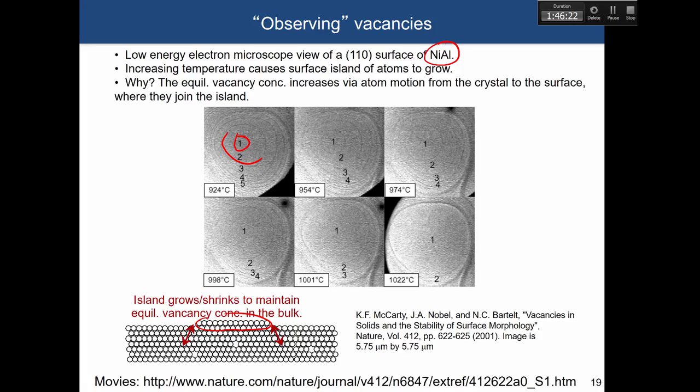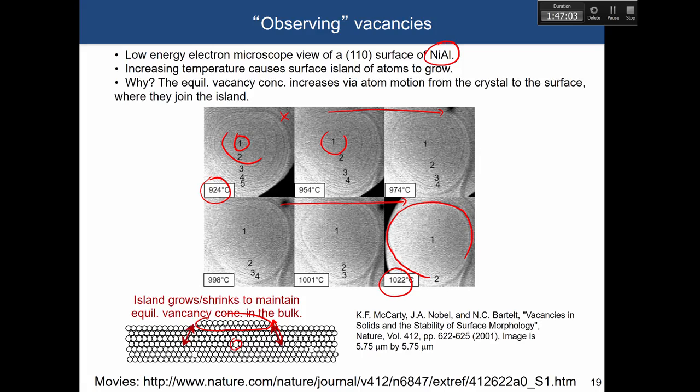This set of images shows how these circles look at different temperatures. If you go from this image and then move this way and then this way, the temperature is increasing. What you can see is that the radius of an individual island grows, right? You see this starting island here, then it grows, and eventually ends up as a huge island here. That means the island is growing because the number of surface atoms is increasing. You're forming more and more vacancies, they diffuse to the surface, and this island grows and grows and grows.